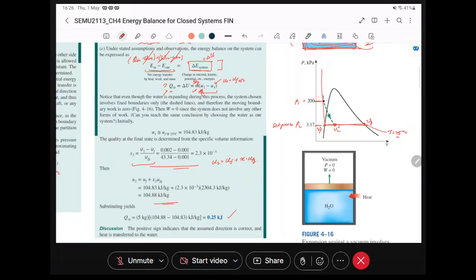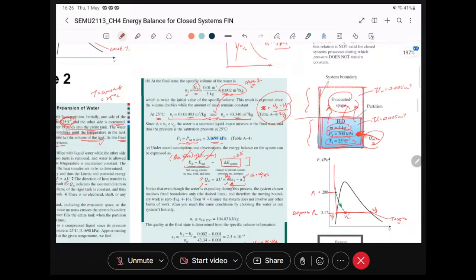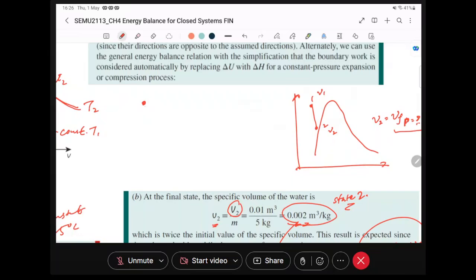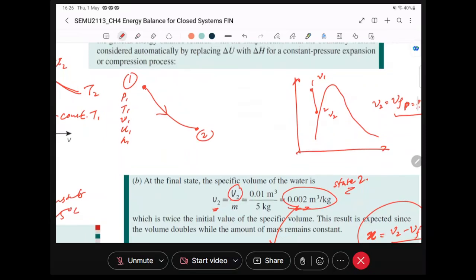Okay, so really, if you look at these two examples, I'll just draw here. It's really from one state changing to another state. It can go this way, it can go up, it can go the other side, doesn't matter. Generally, we just draw it like this, from state 1 to state 2. So really, state 1, the property that define it can be pressure, temperature, specific volume, specific energy, internal enthalpy. You need property to define state, remember.